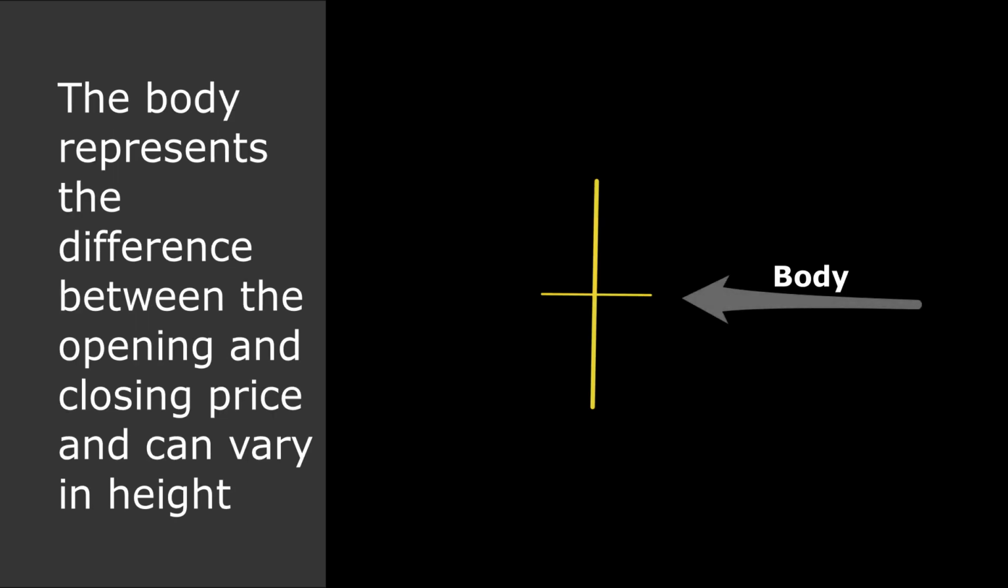The vertical line of the doji is called the wick, the topmost part representing the highest price and the bottommost part representing the lowest price. The body of the candlestick represents the difference between the opening and the closing price. Now, this will vary in height depending on how close the closing price is to the open price.